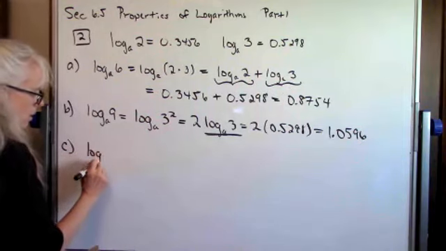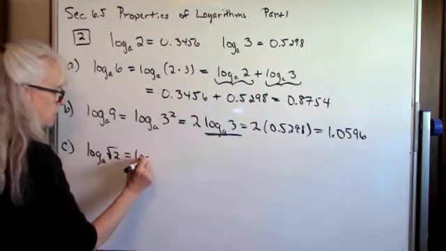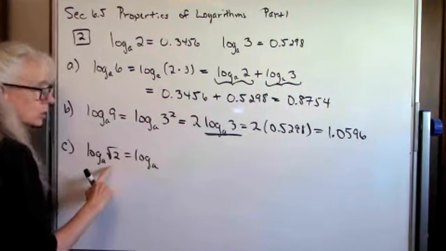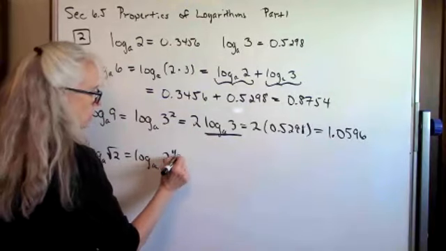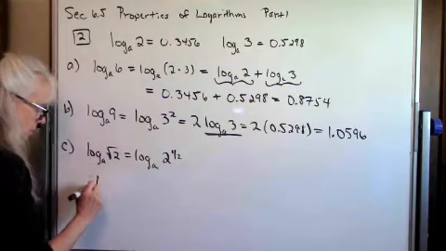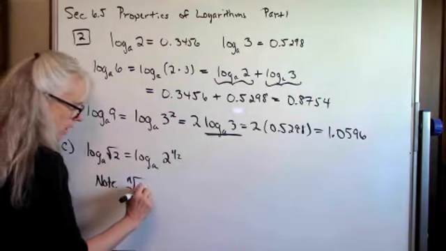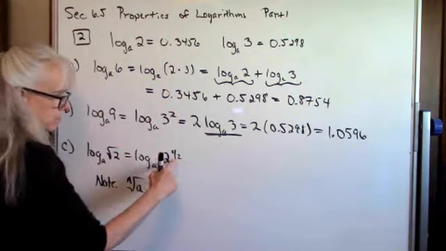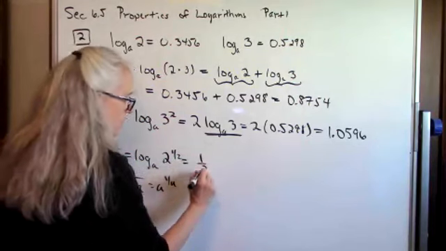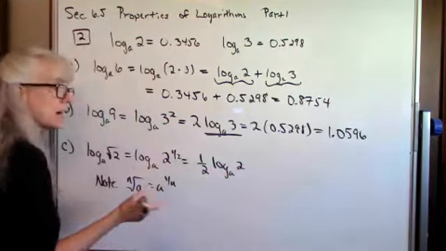Part C, same example. We have log base A square root of 2, very similar to the previous problem. The first step we have to do is realize that that radical is a fractional exponent. So that would be 2 to the 1/2. And again, what we're remembering is that the nth root of A is equal to A to the 1 over n power. So the radical becomes a fractional exponent. Then we can move that out in front using our power rule. And we have 1/2 times the log base A of 2.